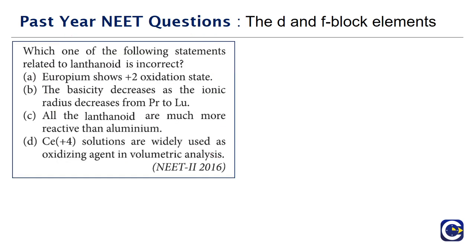Next we have another reasoning question. This is based on the lanthanoids. This has come in the year 2016 NEET paper 2. Which one of the following statements related to the lanthanoids is incorrect? So we have to conclude which of them is incorrect or wrong. So this is like 4 questions put into one. So what is the first one? First option A is saying europium shows +2 oxidation state.